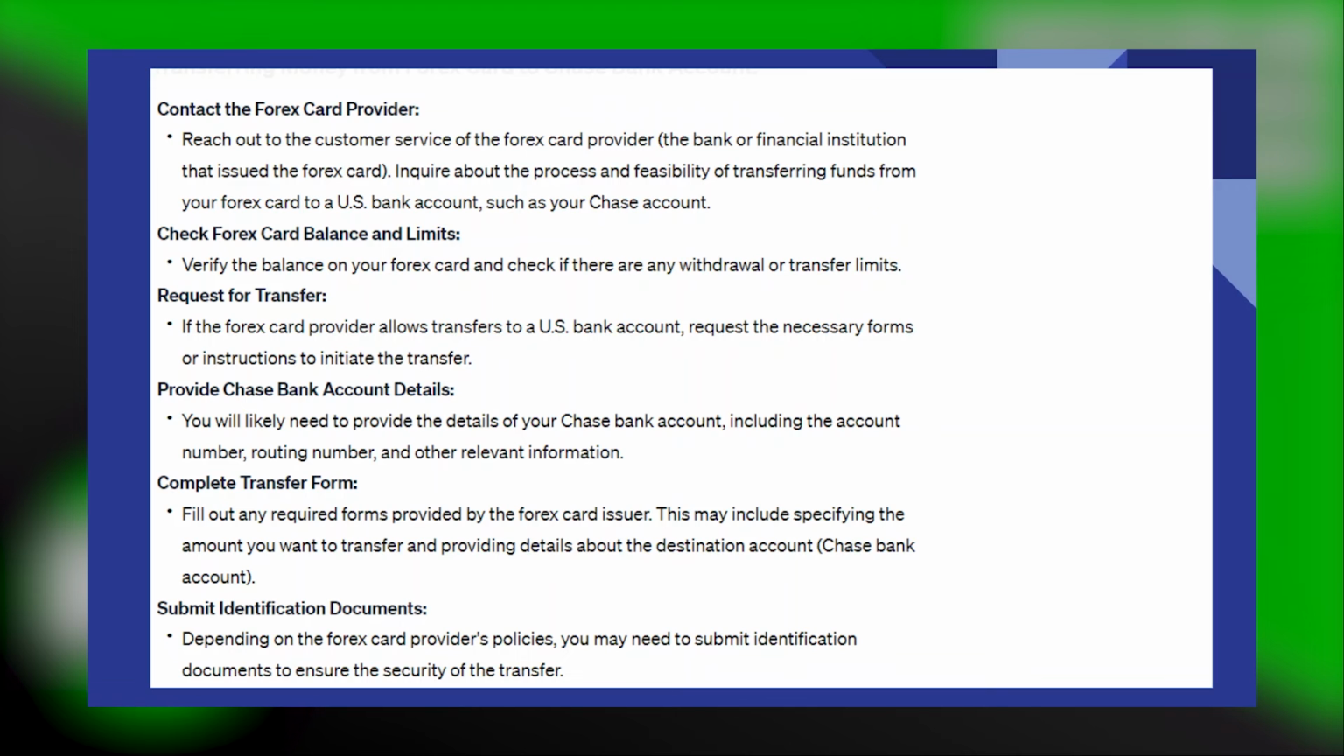Transferring money from a Forex card to a Chase bank account is very easy to do. Today I'm going to show you how to do it.